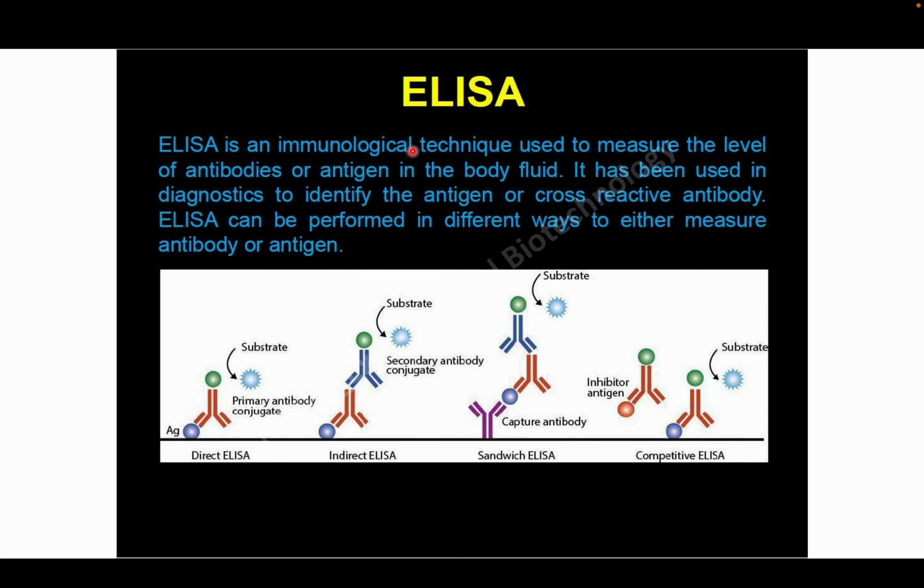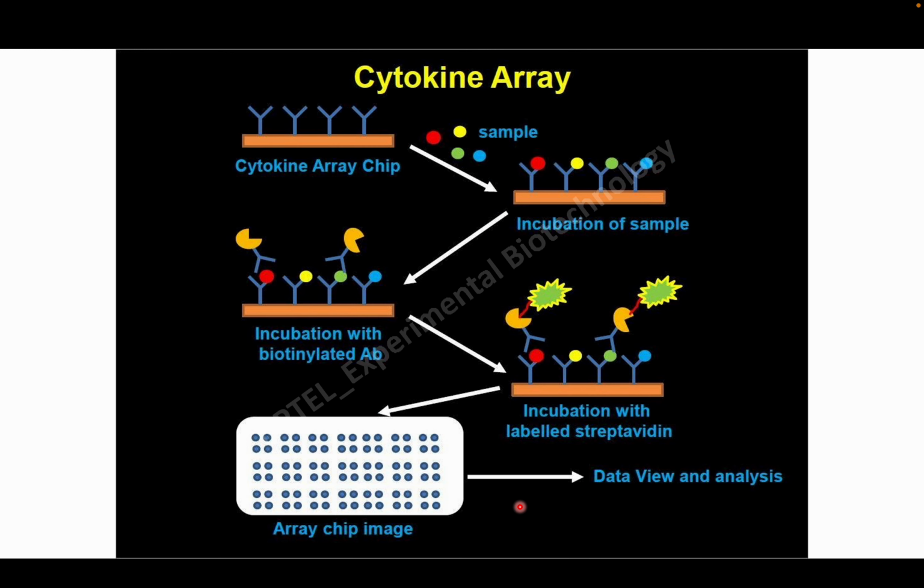So how can we measure so many cytokines from a cell? ELISA. ELISA is an immunological technique used to measure the level of antibodies or antigen in the body fluid. It has been used to identify the antigen or cross-reactive antibody. ELISA can be performed in different ways to either measure antigen or antibody. We have already discussed different kinds of ELISA.